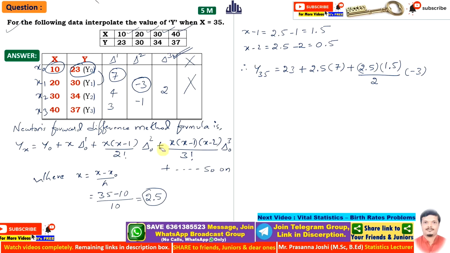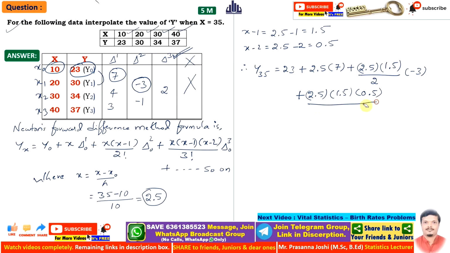Then this plus in between x into x minus 1 into x minus 2. X is 2.5 into x minus 1 is 1.5 into x minus 2 is 0.5 divided by 3 factorial. 3 into 2 into 1, that is 6. Then multiplied by delta0 3. Delta0 3 is this 2.